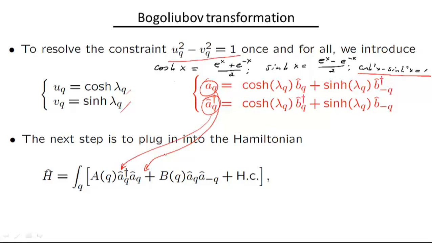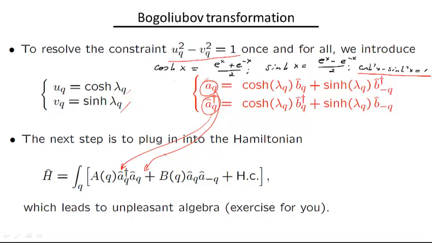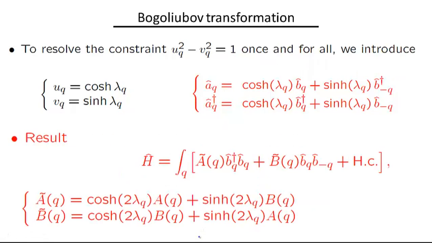If you do so, you will see some unpleasant algebra, but this is an exercise I'm sure you can do. So here I'm showing the result of the calculation. If you do everything correctly, this is what you should get. The result is a Hamiltonian which is now expressed in terms of these new operators, B of q and B dagger of q.